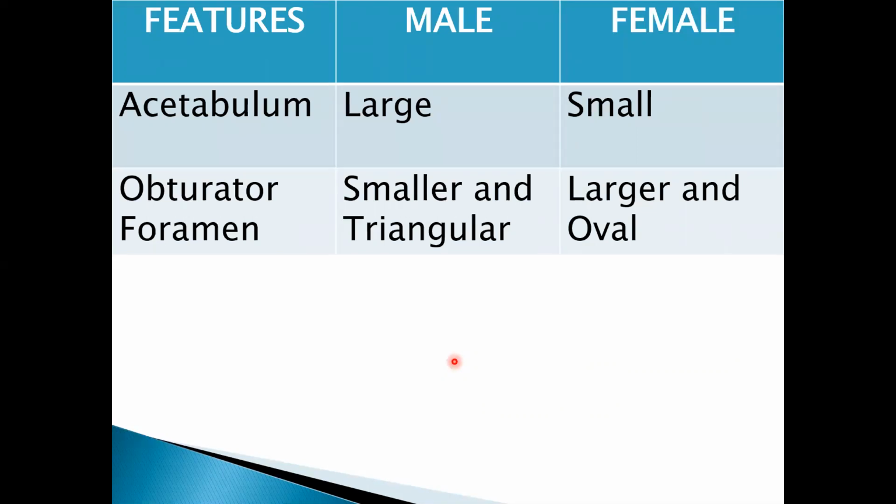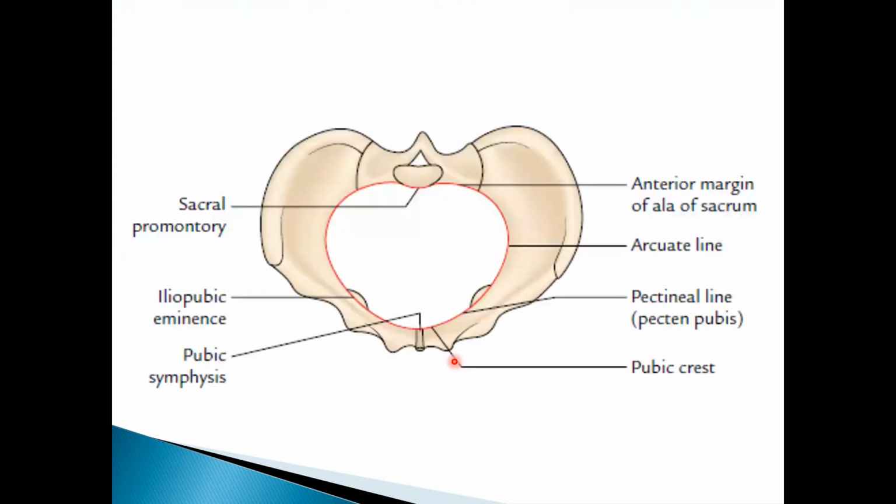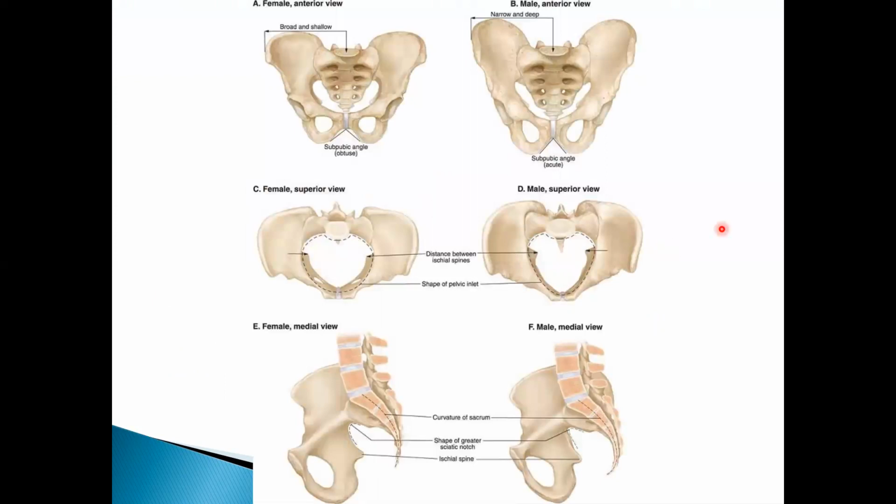So all these features make the female pelvis wider than the male pelvis. Here is the female pelvis, it is oval. The sacrum is narrower, it is not broad, it is not wide. Here some of the differences can be seen in the female pelvis and the male pelvis. The female pelvis is shorter, male pelvis is longer. The pelvic cavity is deeper in the male pelvis, it is shallower in the female pelvis.